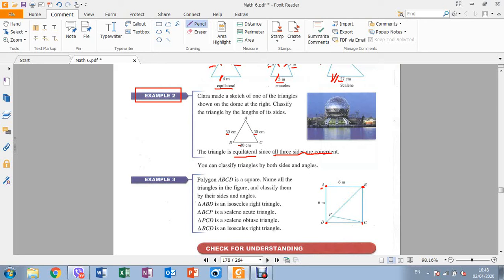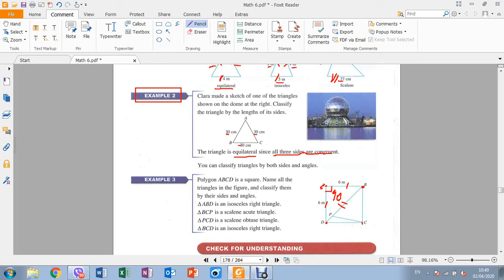For example, triangle ABD. Look at this example. If classified by angle, this is a right angle, this is 90 degrees. So this is called a right angle. If we classify by length, this length is equal to this one, but these two lengths are not equal to this side. So this is called the second one, isosceles.